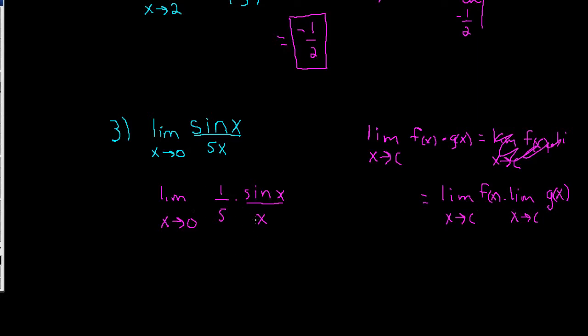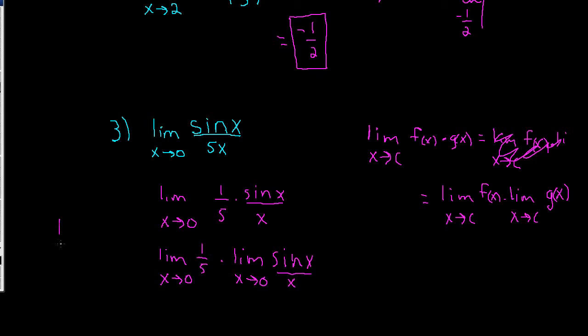Well, that's exactly what I'm going to do here. I'm going to look at the limit as x goes to 0 of 1/5, and multiply that by the limit as x goes to 0 of the sine of x over x. What do we have here? We have the limit as x goes to 0 of a constant. What's the limit as x goes to anything of a constant? Think about what a constant is.